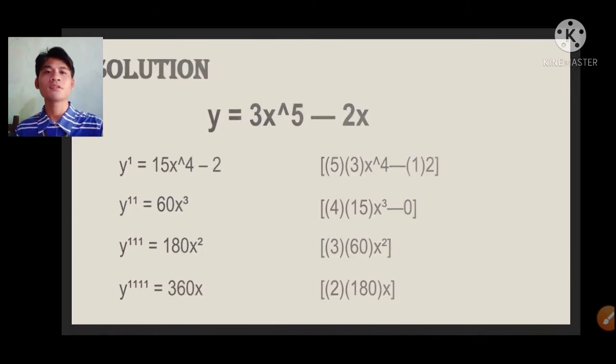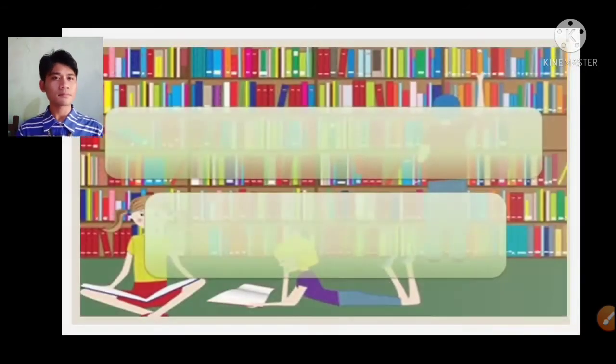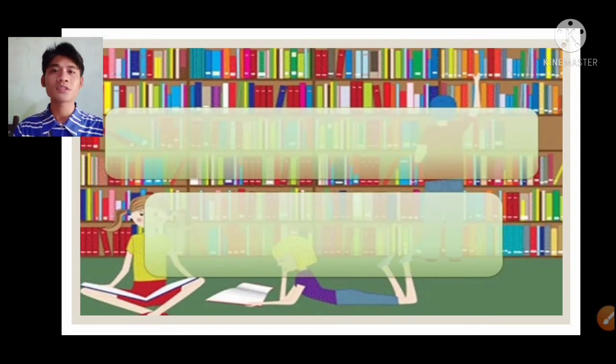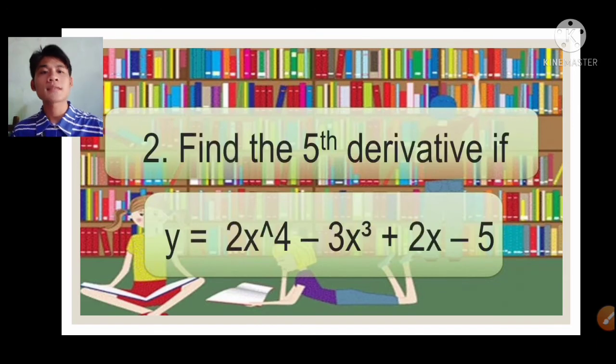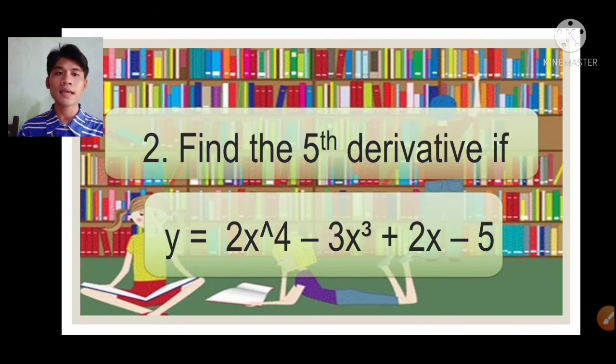So next example, for us to erase the doubts we have from the previous example. So the second example would be find the fifth derivative, if y is equal to x raised to 4 and then minus 3x cubed plus 2x minus 5.